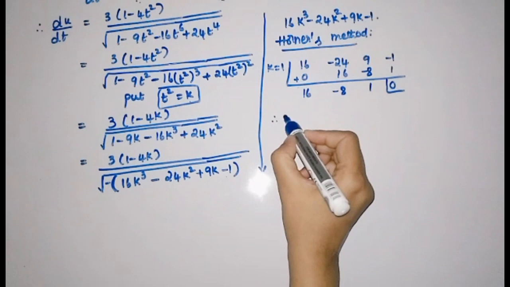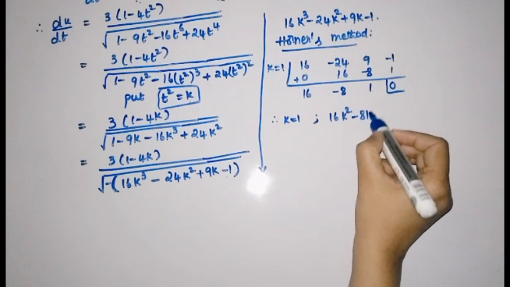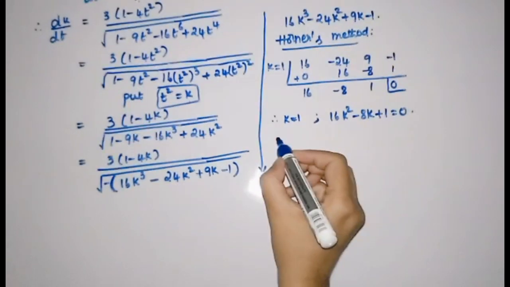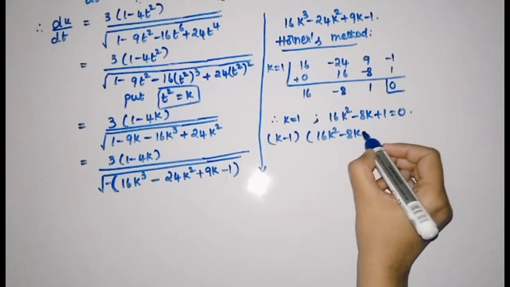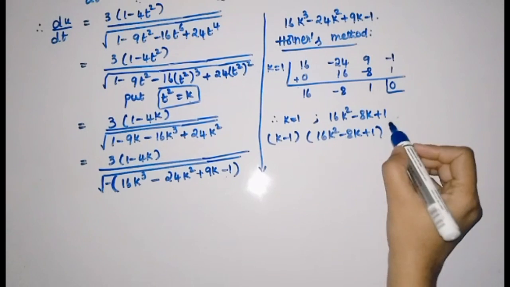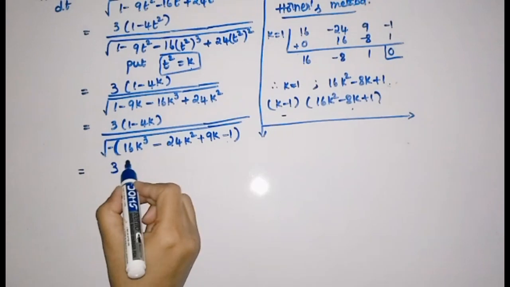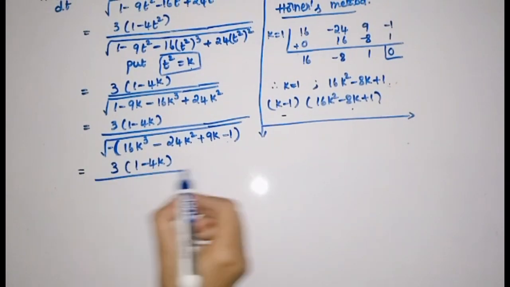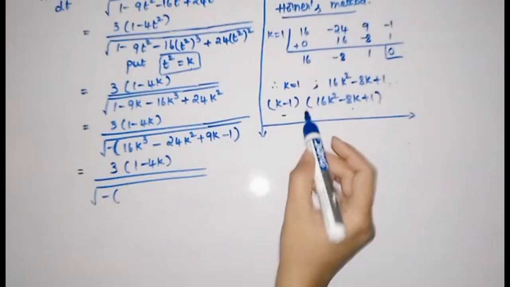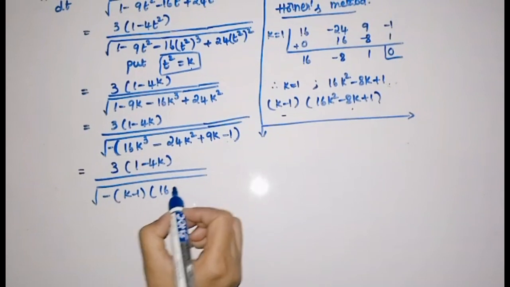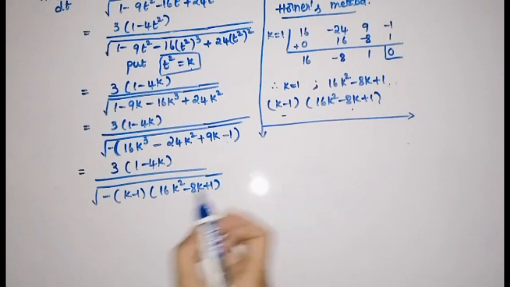So from this we get k is equal to 1, 16k square minus 8k plus 1. K is equal to 1 can be written as k minus 1 into 16k square minus 8k plus 1. So we get two factors here. We should not take it equal to 0. So now 3 into 1 minus 4k by square root of minus of k minus 1, first factor, into 16k square minus 8k plus 1.